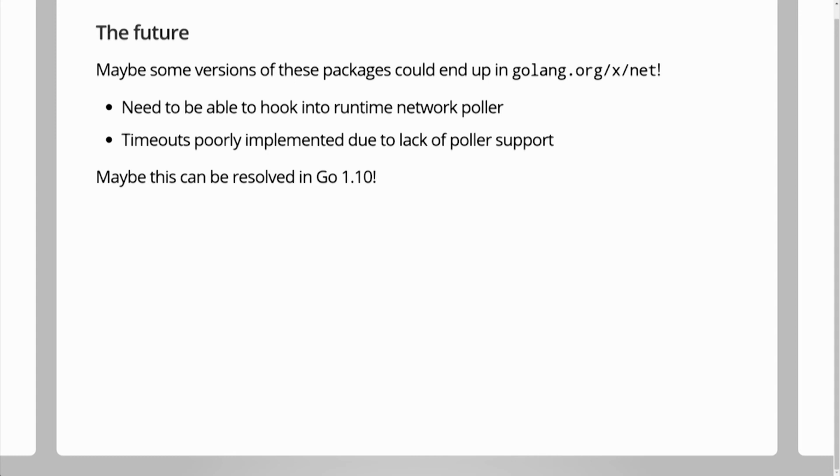So in the future, I would love for some version of these packages to end up in x/net. There was at one point an issue open to do just that, so here's hoping. But the problem is we need to be able to hook into the runtime network poller to do I/O efficiently and also to set timeouts. For the time being, I've implemented timeouts using a kind of hacky context mechanism, and I'm not super proud of it, but it does work. So maybe this is something that could be resolved for Go 1.10, and this is something I'm going to try to work on.